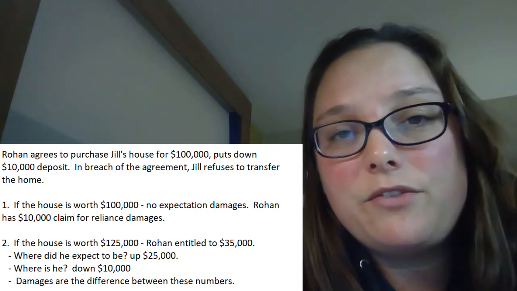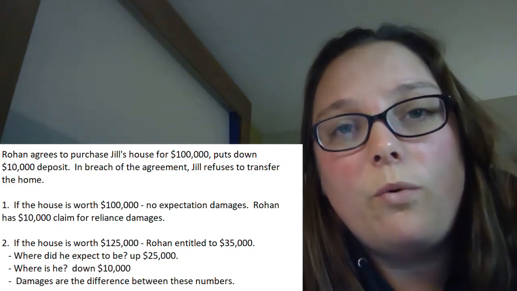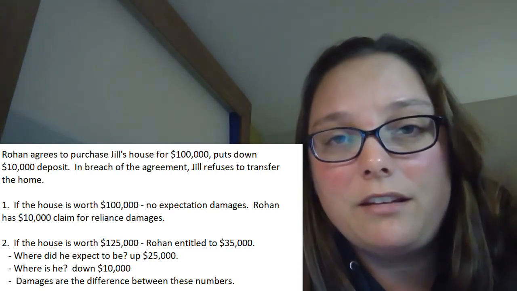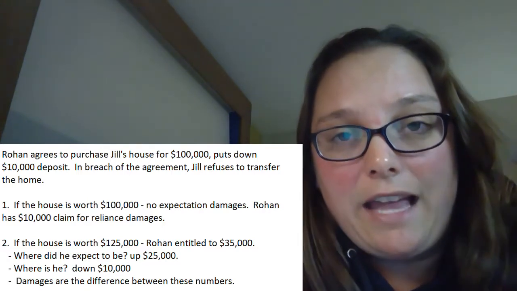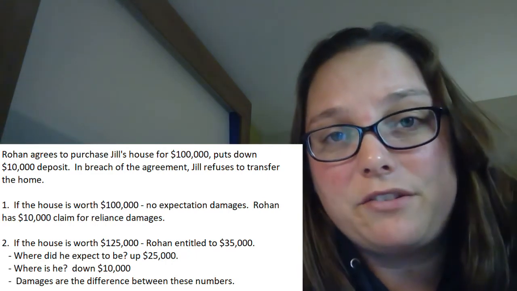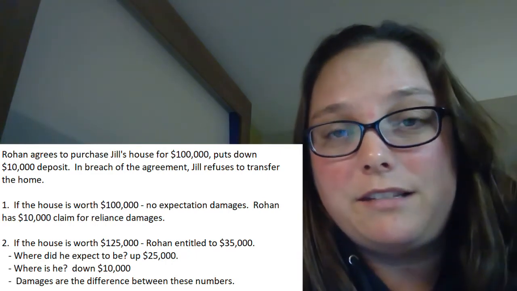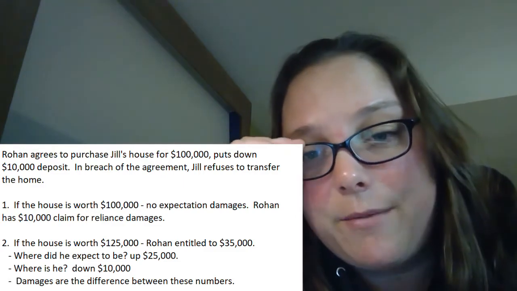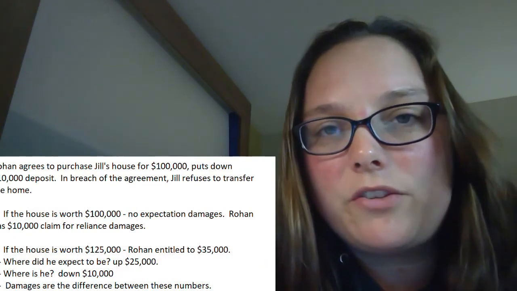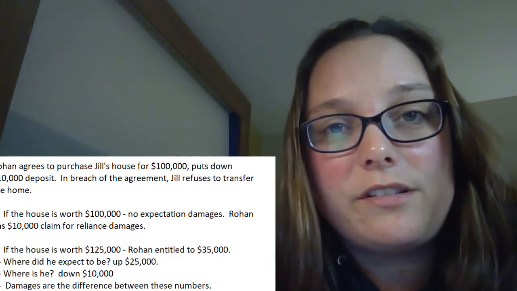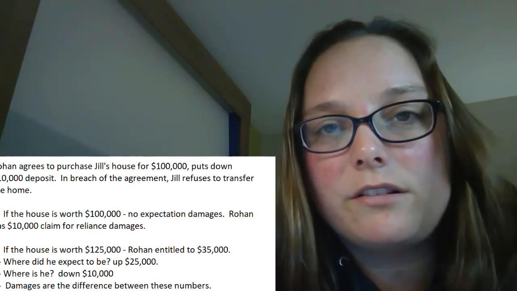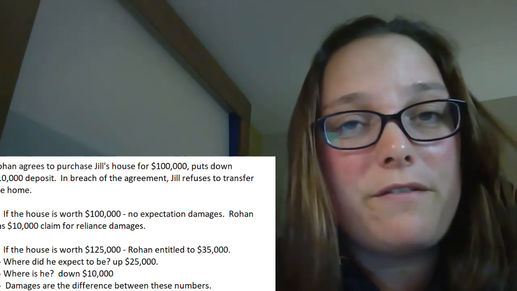If the house is worth $100,000, there are no expectation damages. Where did Rohan expect to be? Well, he expected to be the owner of a $100,000 house, and he expected to pay $100,000 for that house. He expected to be net zero. There are no expectation damages. Let's look at scenario 2 though, which is a situation where the house has actually increased in value. So if the house is now worth $125,000, Rohan is going to be entitled to $35,000.